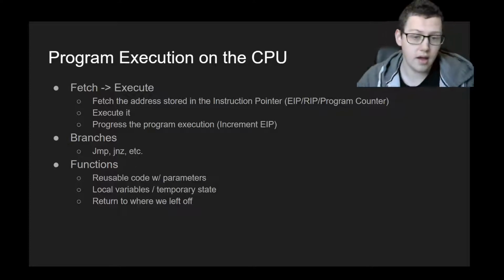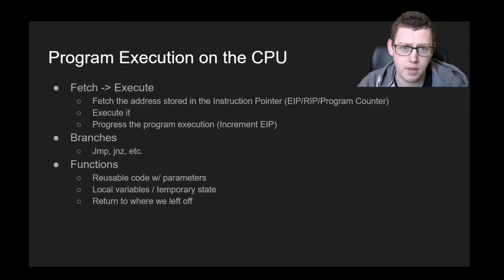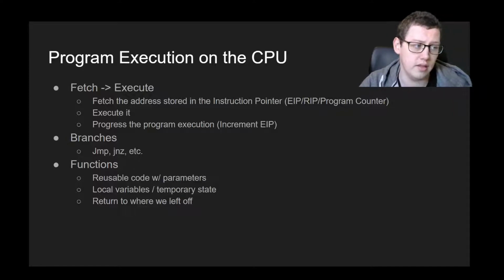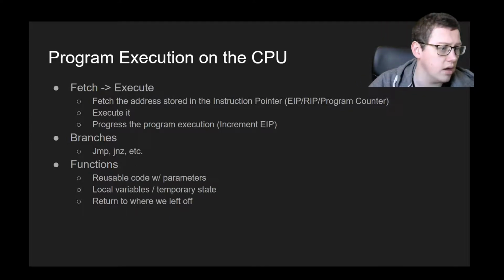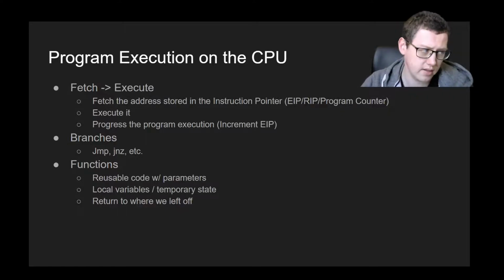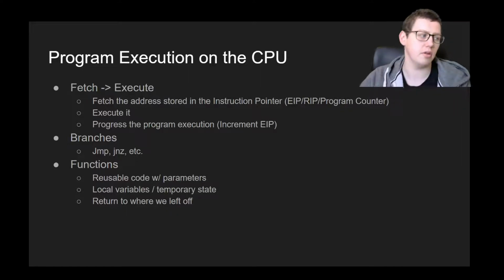Okay, so when our CPU is running, typically the way it works is it will fetch an instruction from memory and store that in the instruction pointer, which is also known as the program counter sometimes. It's IP or EIP or RIP, depending on if you're working in 16, 32 or 64-bit architectures. So it'll load an instruction into the instruction pointer, then it'll execute it, and then it'll increment the instruction pointer to the next instruction that needs to be run.